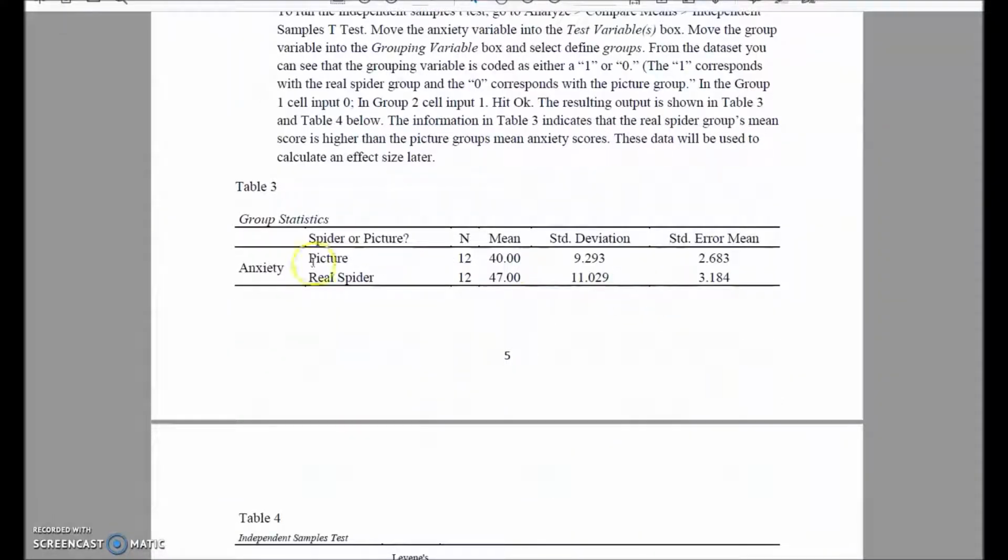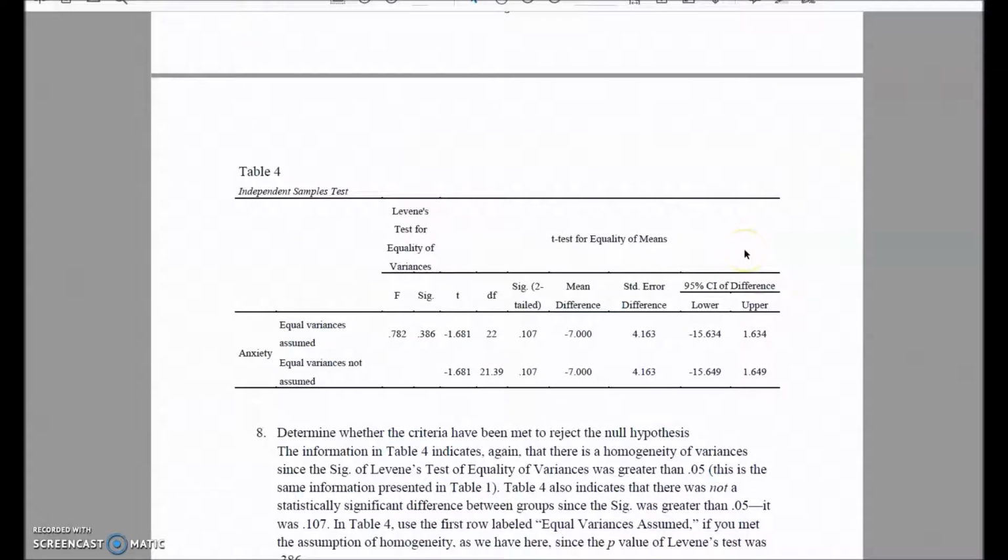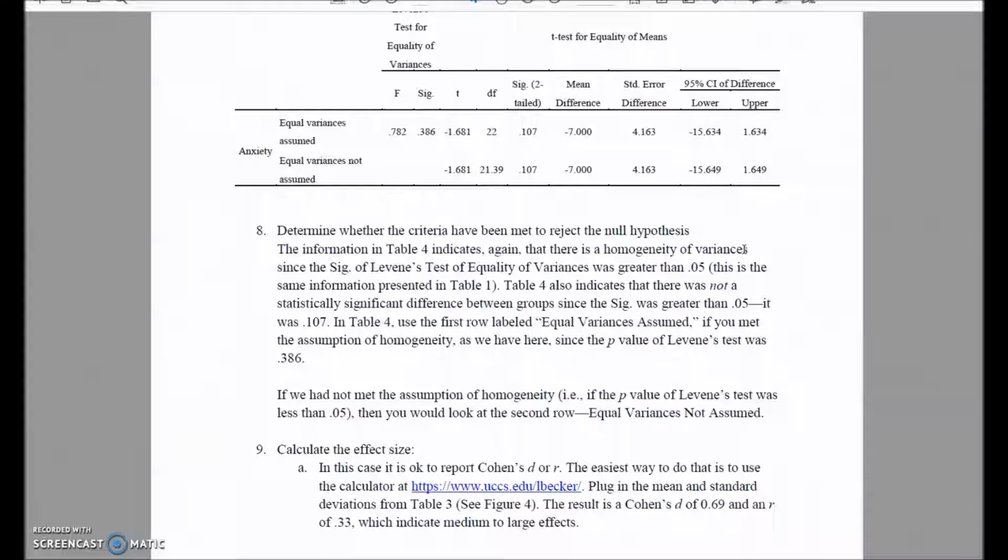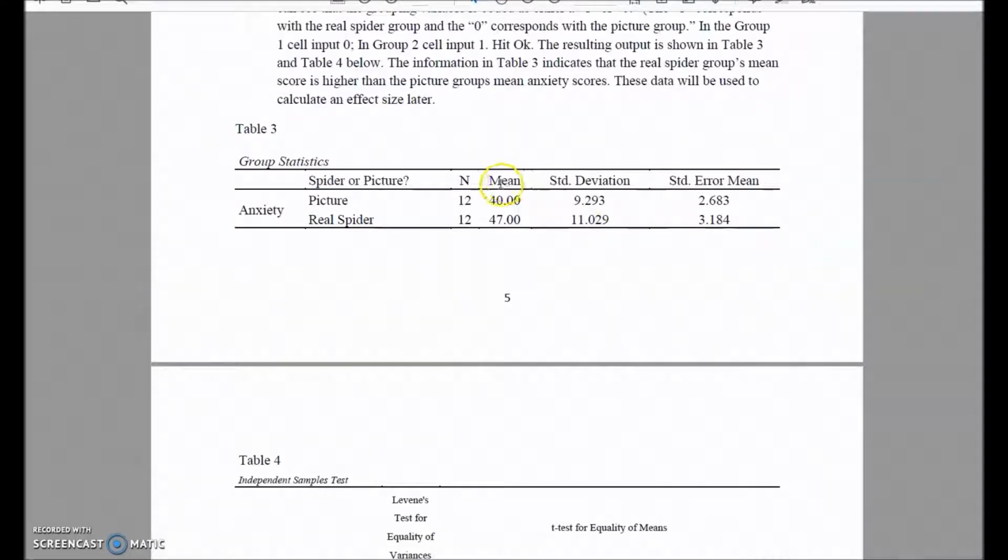In the group statistics, the number for picture was 12 and for real spider was 12. This was the mean for the picture group, the standard deviation, and the standard error of the mean. Remember how we change it to saying M, SD, and SEM.